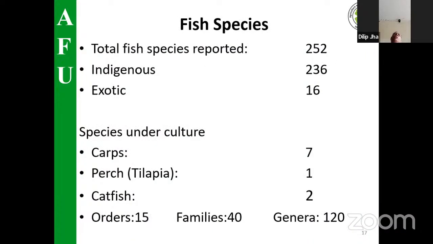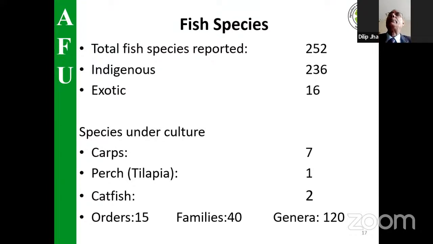If we talk about the fish species, the total fish species reported in Nepal is 252, indigenous 236, and we have 16 exotic fishes. Species under culture: carps. Carps are the major fish cultivated in Nepal. We have 7 carp species. Then perch: we have the exotic Nile tilapia, and though we have the indigenous Anabas testudinus, climbing perch, it's not under cultivation. So for species under culture, I have just one.